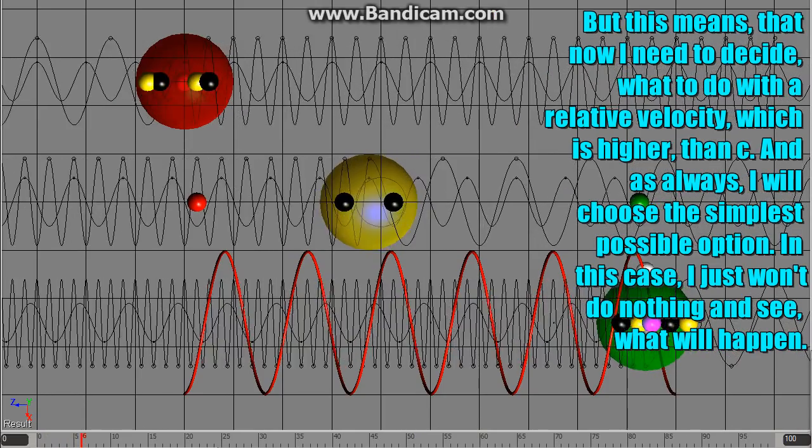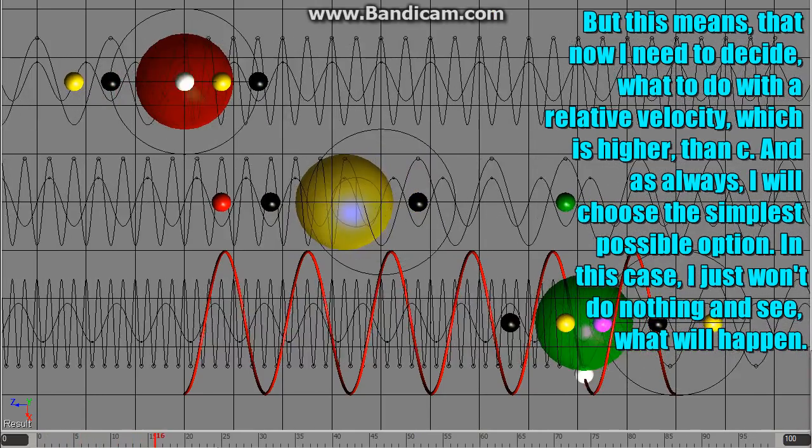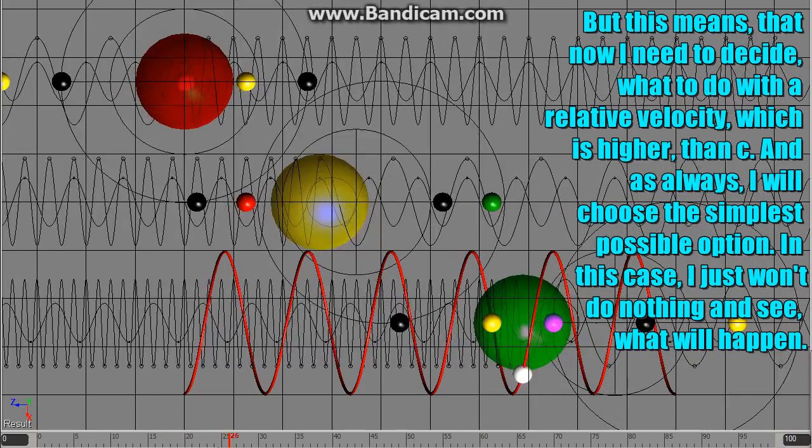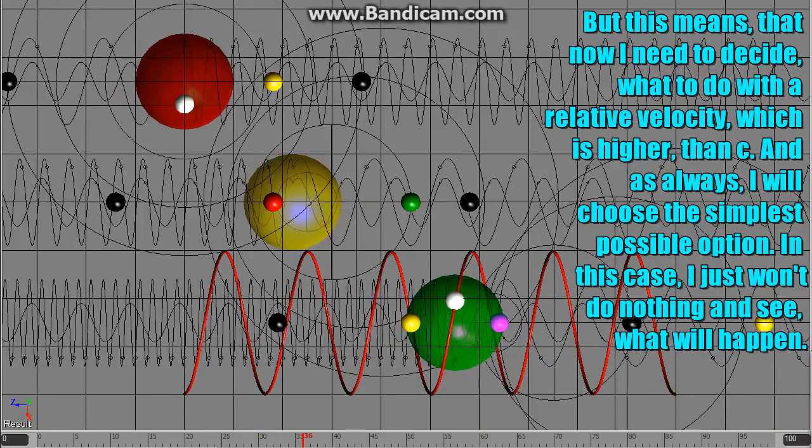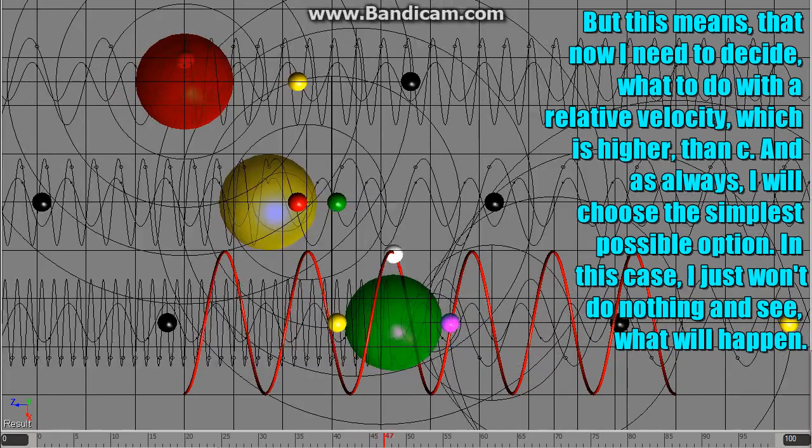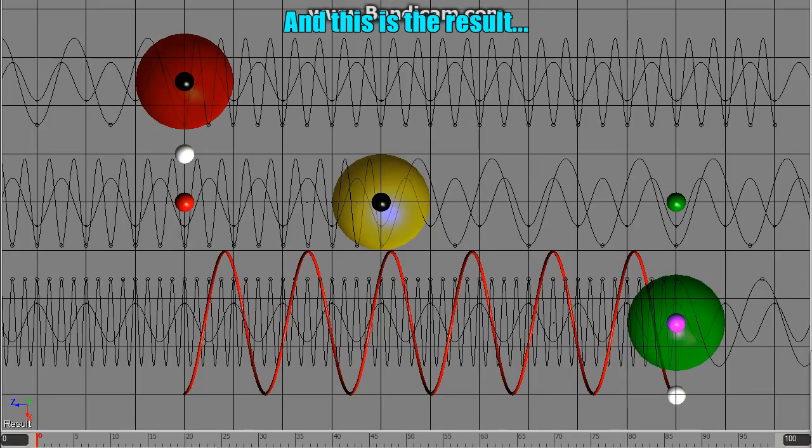But this means that now I need to decide what to do with a relative velocity which is higher than c, and as always I will choose the simplest possible option. In this case I just won't do anything and see what will happen. And this is the result.